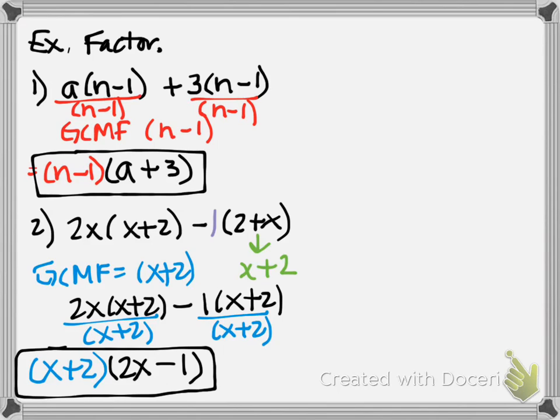Okay? All right, let's do one more, and this one has a bit of a trick to it. So we have 4x times the quantity x minus y, and we're going to add to that 3 times the quantity y minus x. So we're looking at those binomials, and are those binomials the same? No. Can I switch the order of the second binomial to match the first one?